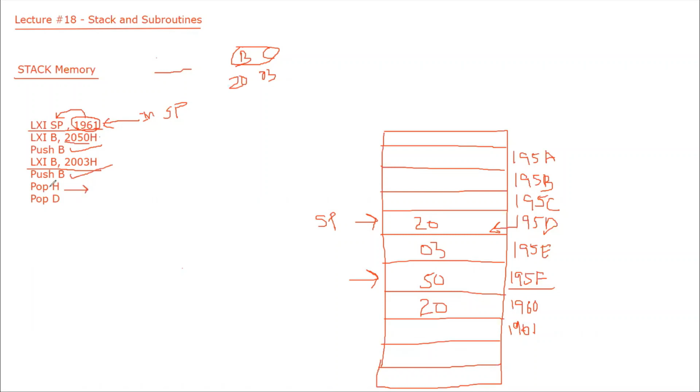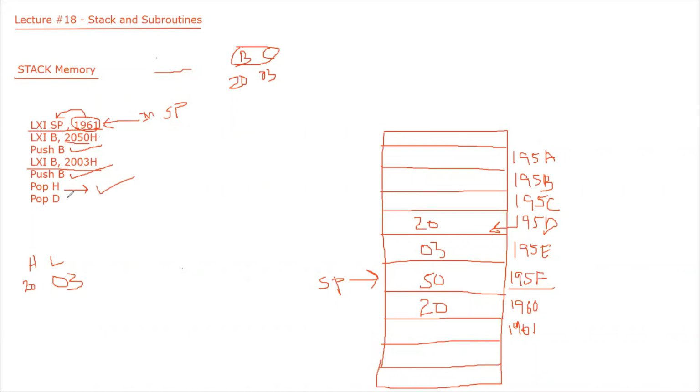This is pop H. Pop means get 2 bytes from memory and store in HL pair. So first we will get this, which is 20. Store 20 in H. Then we have to increment, which means go here. Then again store 03 in L and increment. Now our stack pointer is here, after executing this pop instruction.